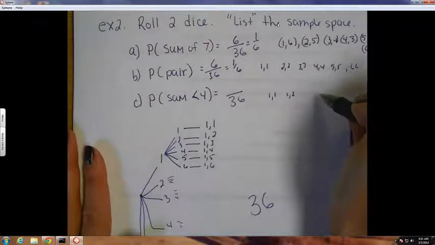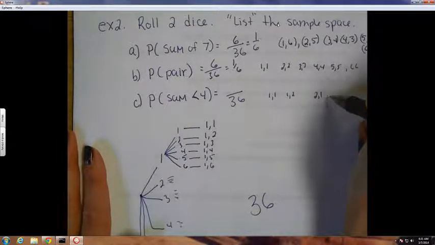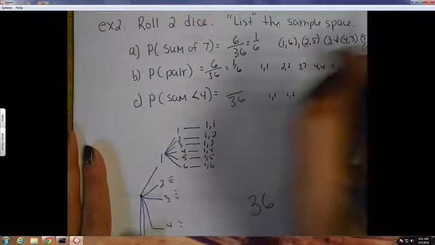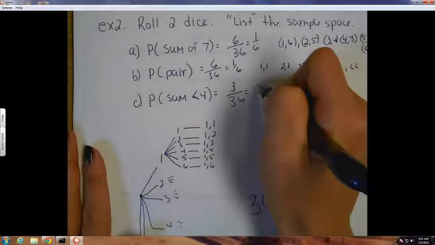Now we're on to the 2. Does 1, 3 count? No. So now we're down to the 2 branch. 2, 1. Okay, that's it for the 2's. Now move to the 3 branch. I think that's it. 3 and 1, this gives you 4. So obviously, there you go. 3 out of 36, which is a 1 in 12.